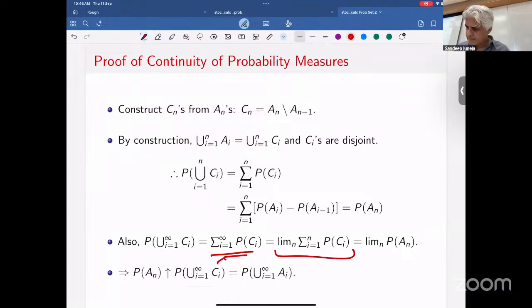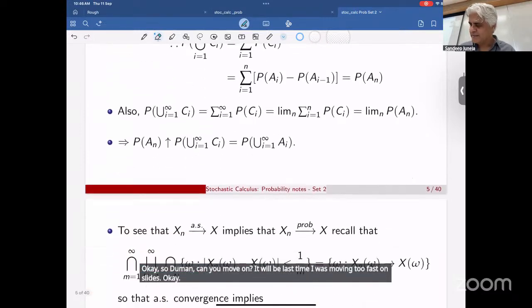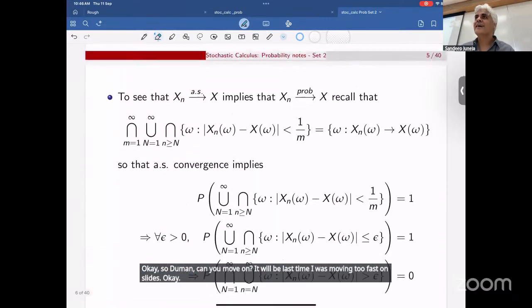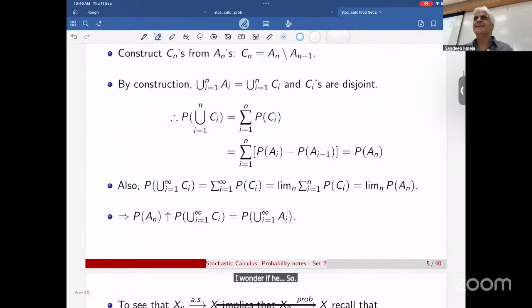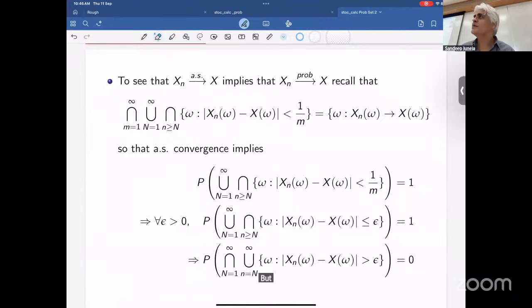All right. Sorry. Okay. So Dhruman, can we move on? You told me last time I was moving too fast on slides. I want them to read. So have you read? All right. Yes. Chalo, theek hai. But just slow me down if you think that things are moving fast.